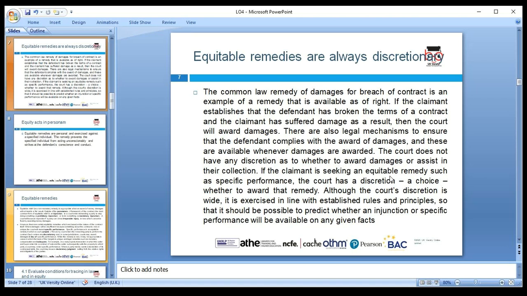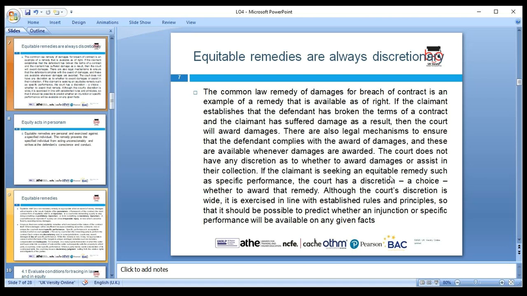If the claimant is seeking an equitable remedy such as specific performance, the court has a discretion. They will give it or not, allow it or not allow it. Like in an immigration case, suppose the court has a power to say, come on, refund the fees, and refund the legal fees as well, not just the court fees but the solicitor fees as well. But maybe you suffer more than that, and that can be other remedies. That is called equitable remedies.